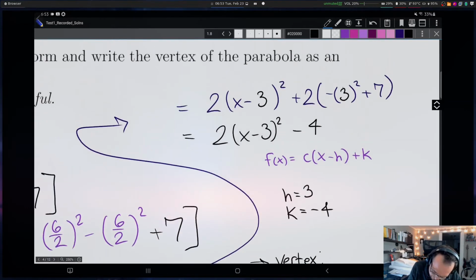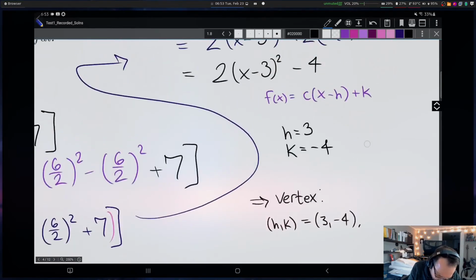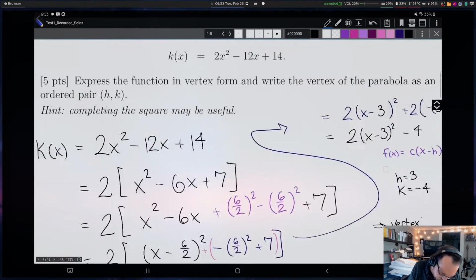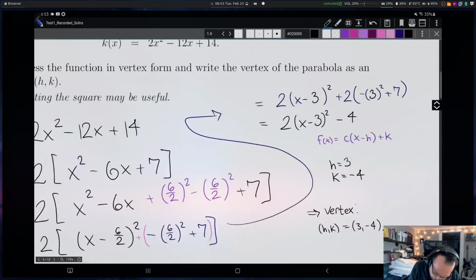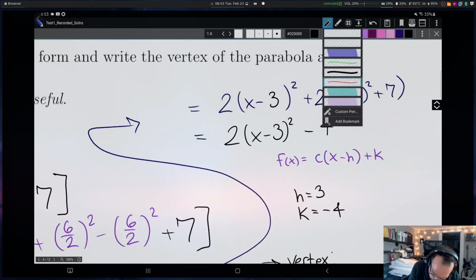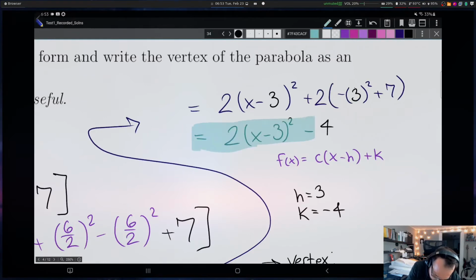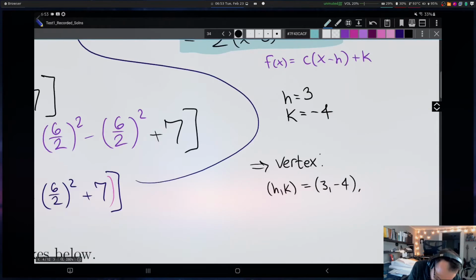Okay, so I need to box some stuff, so what did they actually ask for? They said express the function in vertex form and write the vertex as an ordered pair. So they asked for the function in vertex form. Let me point out where that is for the reader. There's the vertex form. And they asked for this ordered pair, so I'll point out where that is for them too.